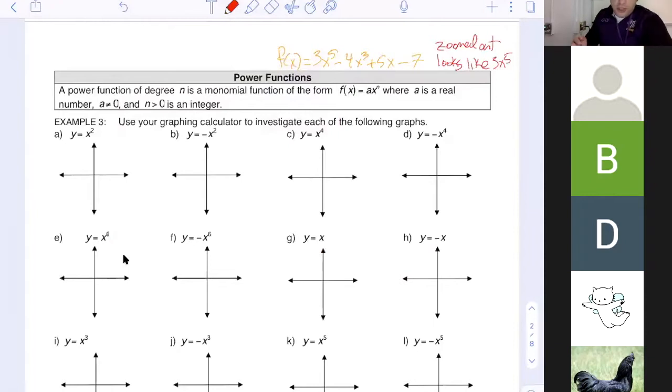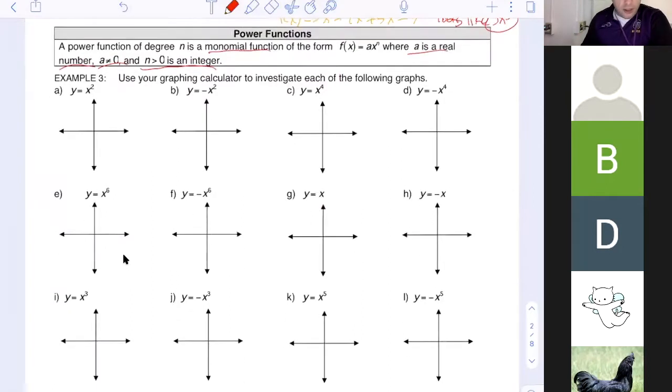So a power function of degree n is a monomial function, which is a single term, like 3x to the 5th, of the form f of x equals ax to the n, where a is a real number, a can't equal 0, and n is greater than 0. That's our polynomial definition. So we're going to be using power functions to help us get a better idea of what the actual graph looks like. So we're going to do rough sketches of these.